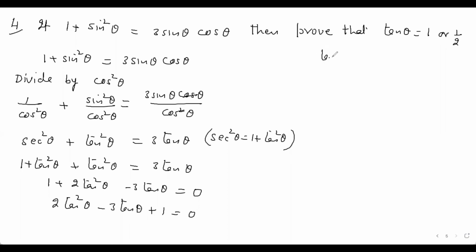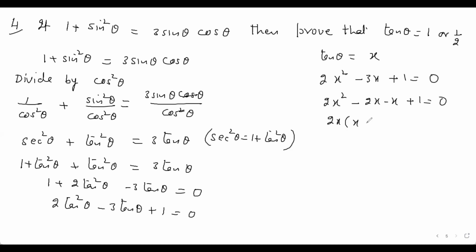Substitute tan theta as x. Then it will be 2x square minus 3x plus 1 is equal to 0. Now factorize it. Minus 3x can be written as minus 2x minus x. So this is equal to 2x square minus 2x minus x plus 1 is equal to 0. Take 2x common, x minus 1 in the bracket, minus common, x minus 1 in the bracket equal to 0. So take x minus 1 common, I'll have 2x minus 1 in the bracket equal to 0.